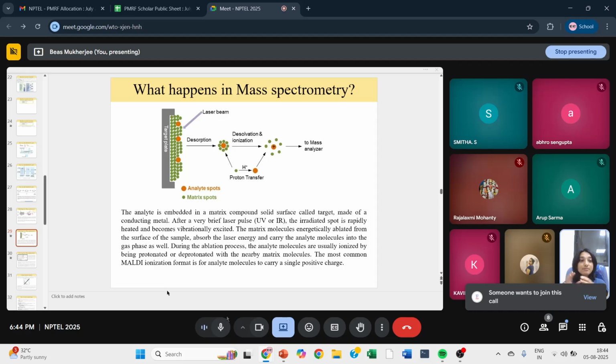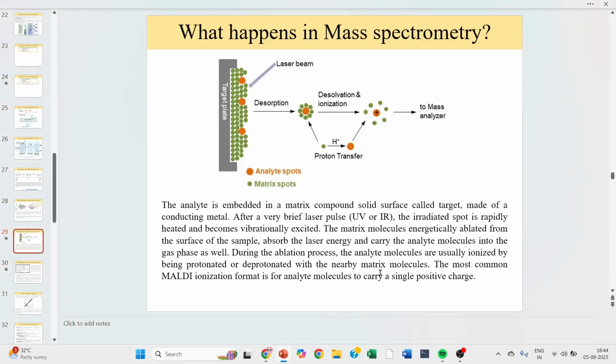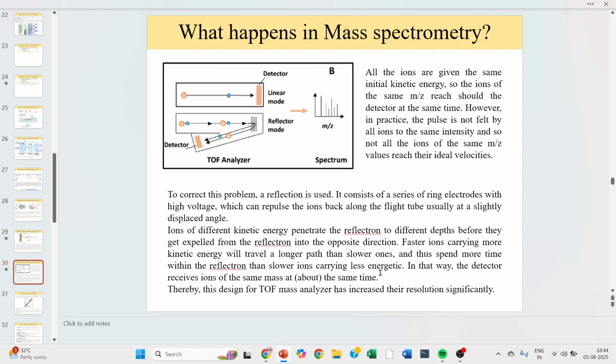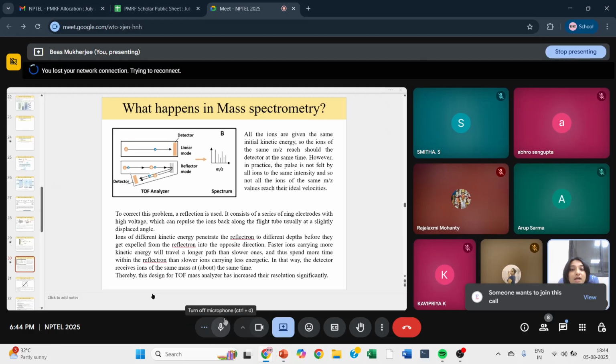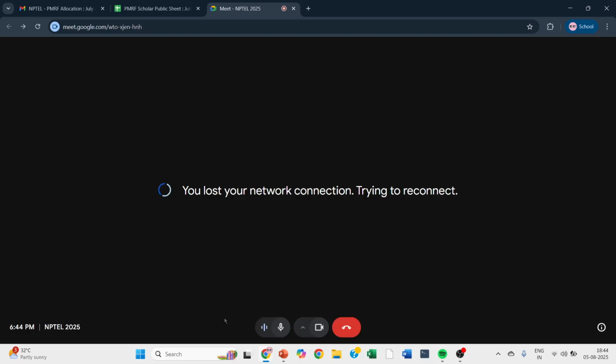So based on the migration of charged molecules in the magnetic field, the time of flight analyzer is going to detect its movement, and based on the mass by charge ratio, it is going to characterize it. So all the ions are given the same initial kinetic energy. So the ions of the same mass by charge should reach the detector at the same time.